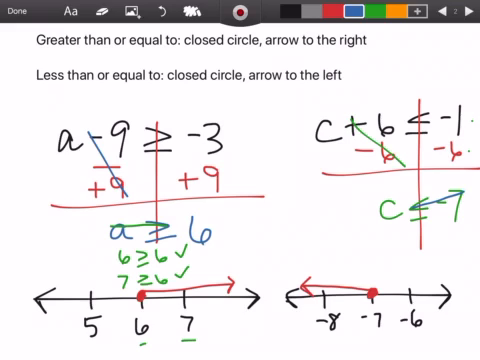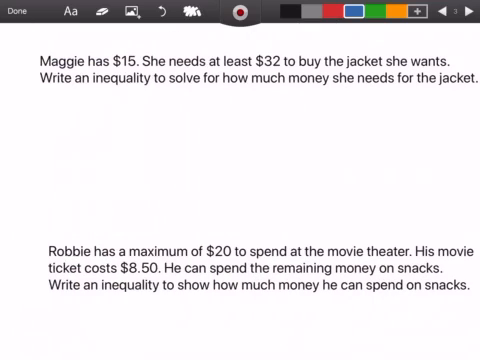All right, last thing I want to show you, you don't have to write these down in your spiral, but I wanted to show you a couple of examples of this.